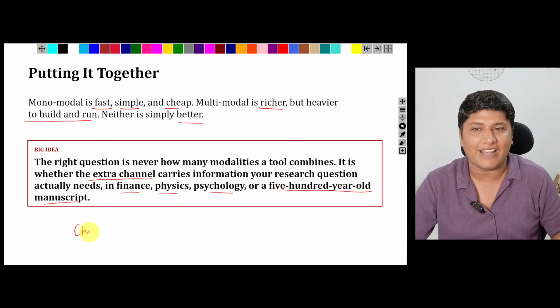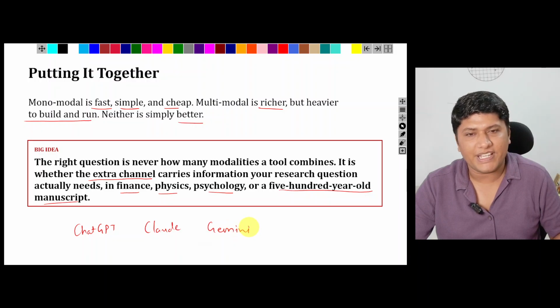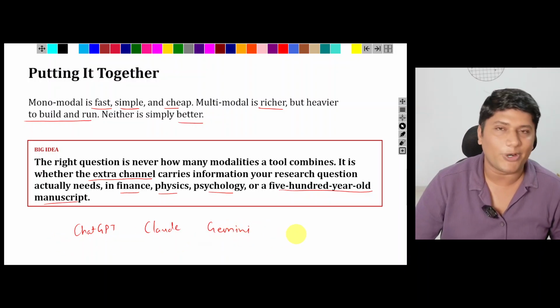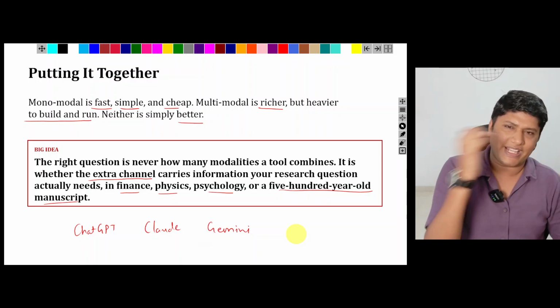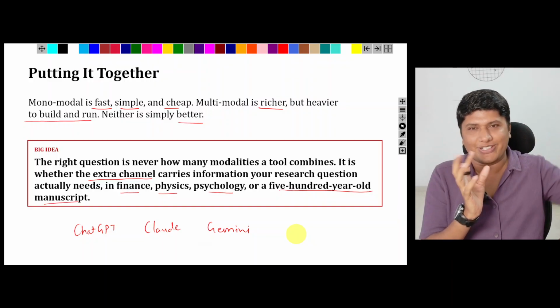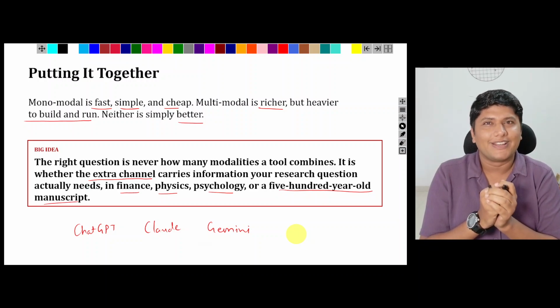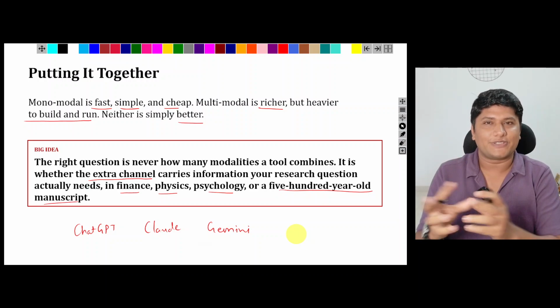The examples are ChatGPT, Claude, Gemini, even DeepSeek. Every one of them is now a multimodal AI. Okay, they can generate also, they can understand also. We are focusing on understanding. We are not focusing on generation. We are focusing on understanding, that if they understand the monomode, they understand the multimode as well, all of them.